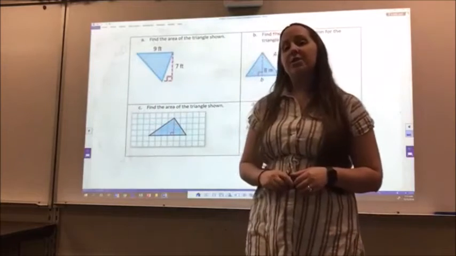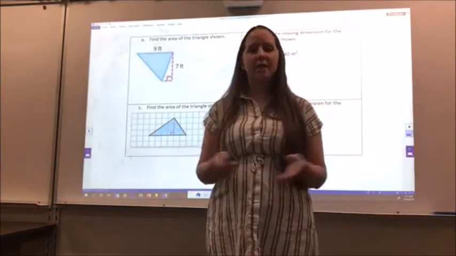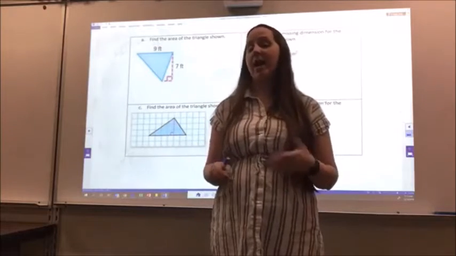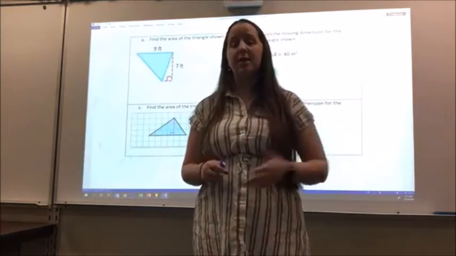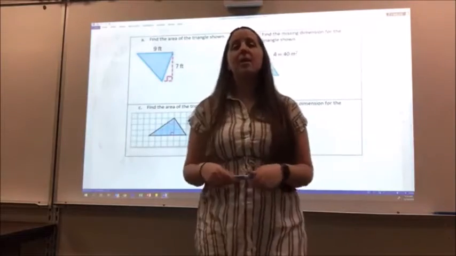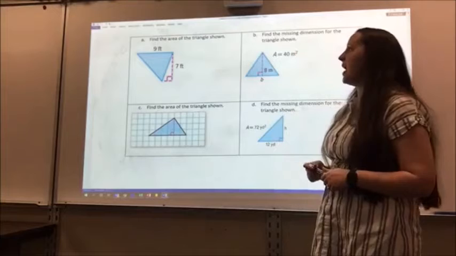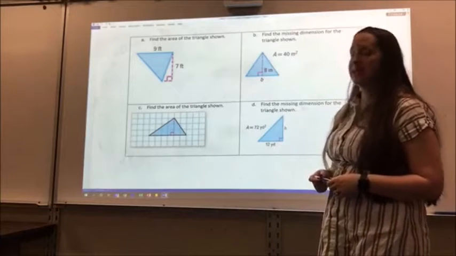Alright, now that you've had a chance to try out the try problems, let's go over the answers together. So, I have a combination of things here. I'm looking for the area, and I'm also looking for missing dimensions. So I'm either missing the base or the height. For letter A, I'm looking for the area. It says find the area of the triangle shown. 9 feet by 7 feet.